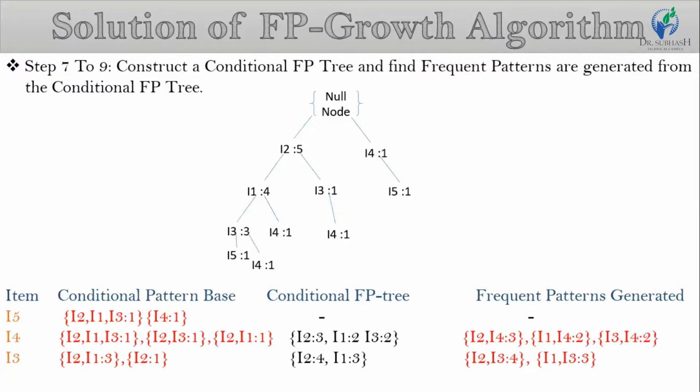For I1, it occurs in one branch like I2, I1. The count of I1 is 4. So the prefix path would be I2: 4. This will generate a single node FP tree. So I2: 4, and the frequent pattern generated is I2, I1: 4. So I hope you can understand how to create this table.